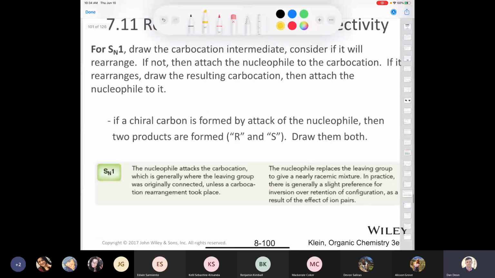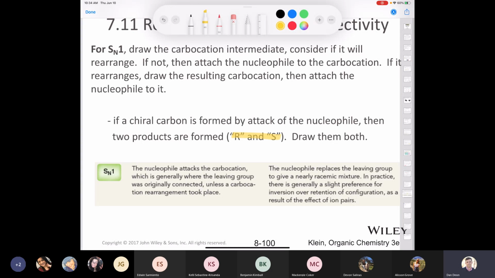For an SN1 reaction, I think it's always handy to draw the carbocation that's produced. Okay, draw the carbocation, the nucleophile attacks, and remember, if you started with a chiral compound, you're still going to end up with R and S, right? You end up with a racemic mixture.